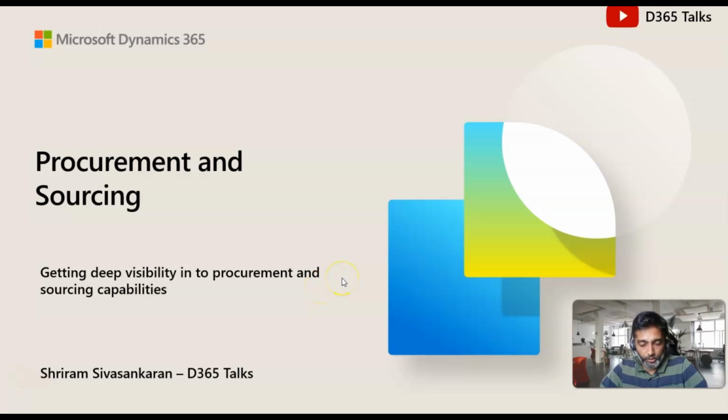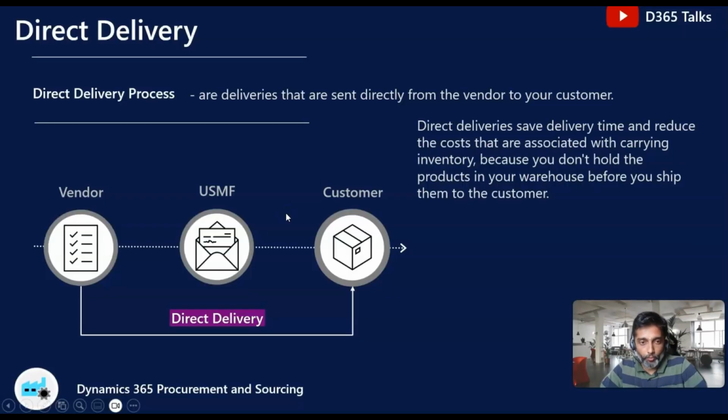So first, let's try to understand why we need to use direct deliveries and how we configure and use the direct delivery process in Microsoft Dynamics 365 Finance and Operations. That's what we're going to see in this part one of direct delivery. So direct deliveries are deliveries that are sent directly from the vendor to your customer.